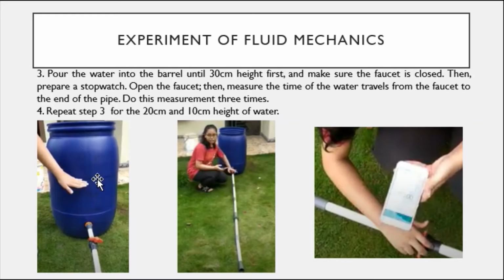And then third, pour the water into the barrel until 30 centimeter height first, and make sure the faucet is closed. Then prepare a stopwatch, open the faucet, then measure the time the water travels from the faucet to the end of the pipe. Do this measurement 3 times. And then fourth, repeat step 3 for the 20 centimeter and 10 centimeter height of water.